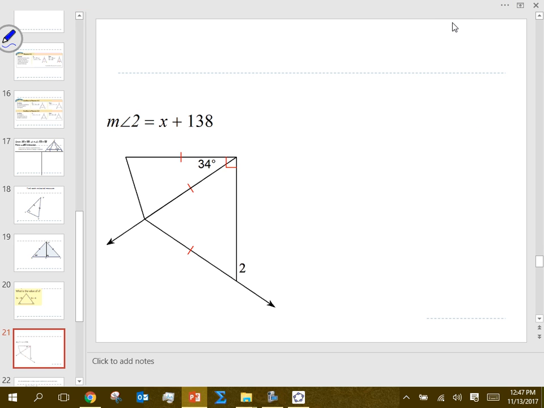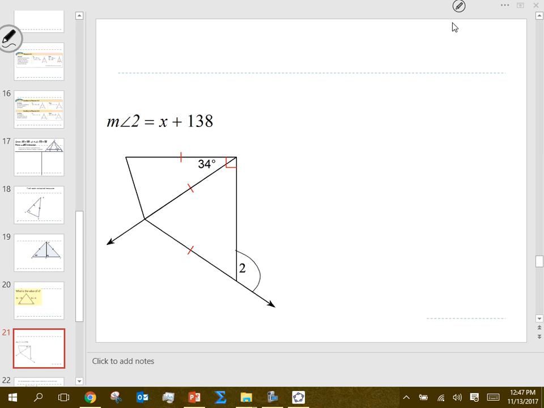We look at this figure. How many isosceles triangles do you have up? Two. You have two, right? Okay. Now, they asked me to find the measure of angle 2 out here.